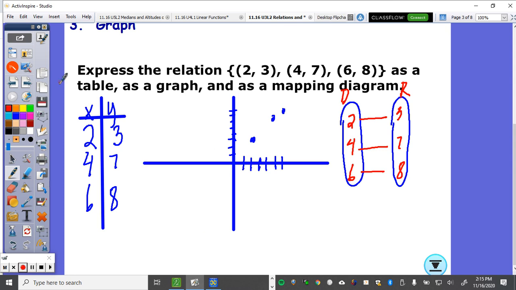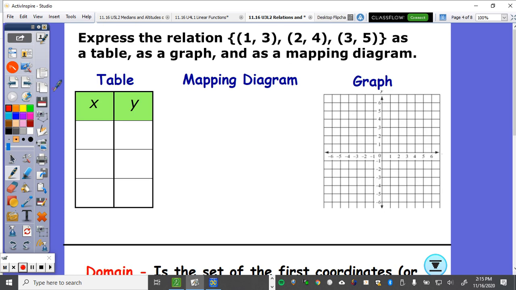So what I want you to do is do this one right here. Express the relationship, these points, as a table, mapping diagram, and a graph. All right. So in this case, my x values are 1, 2, 3. Here we have 3, 4, 5 for my y values.